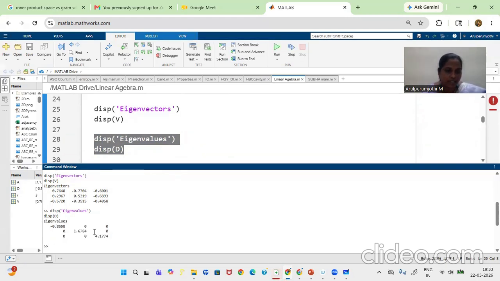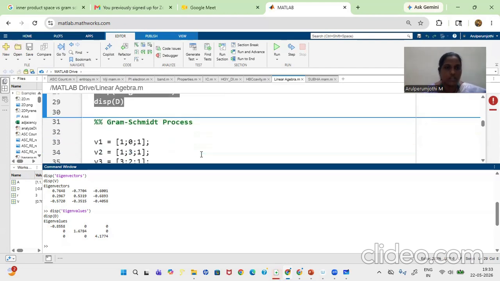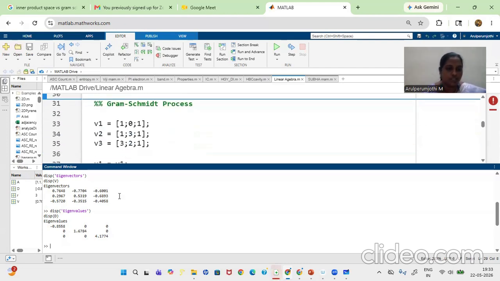So these are the eigenvalues: 0.8558, 1.6784, 4.1774. Next, we'll move on to the Gram-Schmidt process. We have already solved the problem manually. Now we are going to solve the same problem using MATLAB.